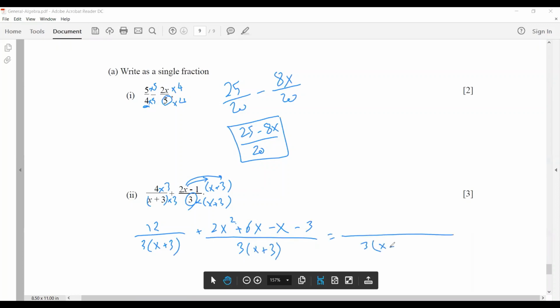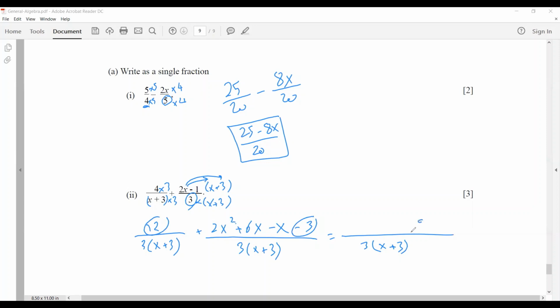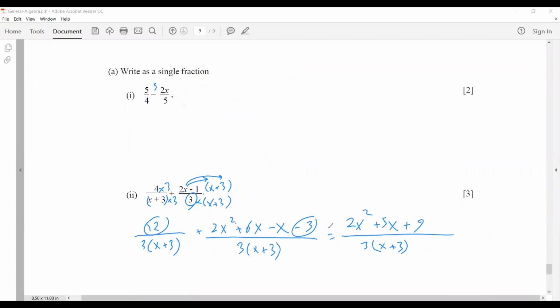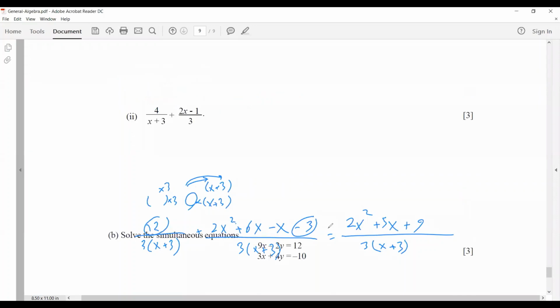So I can combine the numerators now. I got the 12 here with this minus 3, which is basically 9. 6x with negative x is 5x, and 2x squared, right? So can I factorize this further? The top one, maybe the top one can be rewritten as, I write it down here. You have to be always a little bit suspicious about this because it carries 3 marks, so don't give up easily. Don't stop right there.